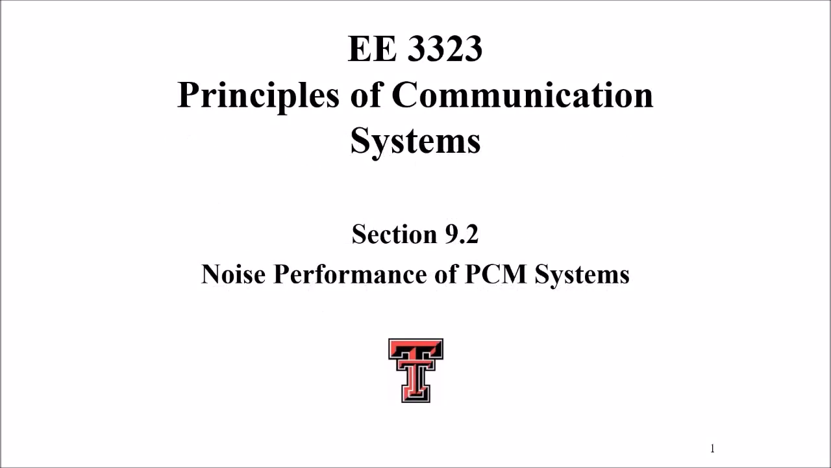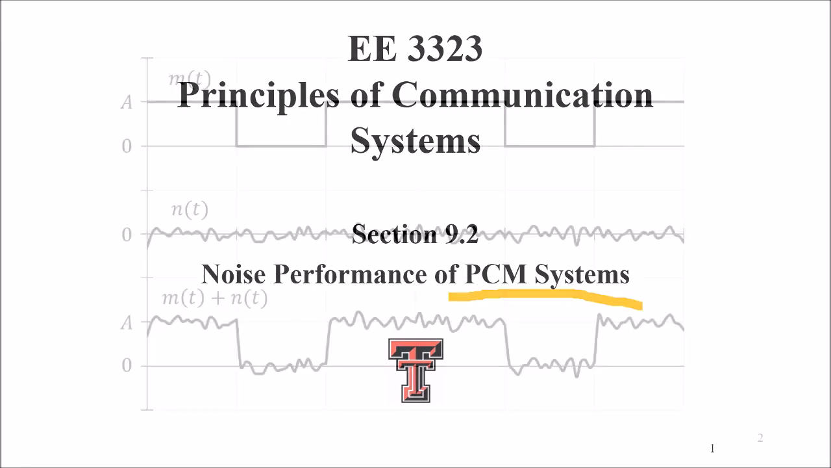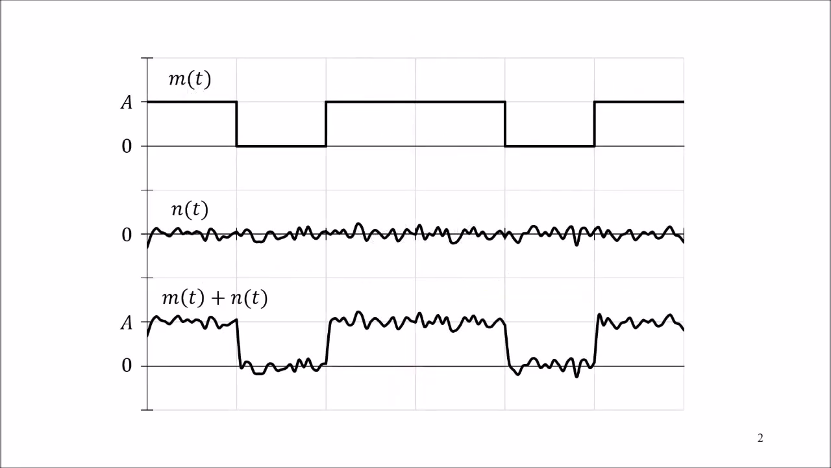Let's look at the noise performance of a pulse code modulated system. So we'll start with a binary signal. We have a string of ones and zeros. In this case, we're looking at 1, 0, 1, 1, 0, 1. The strings of ones and zeros have been encoded in this fashion.